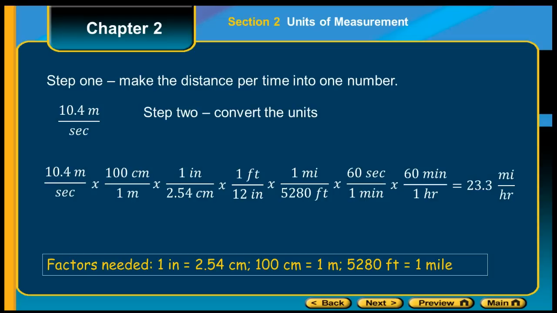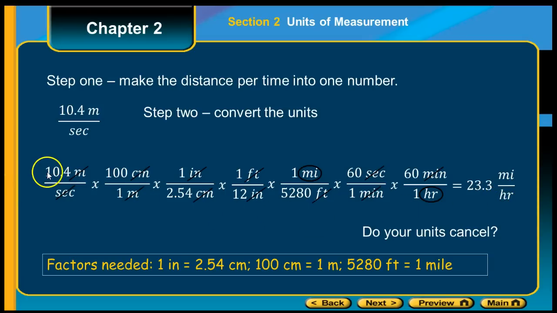Let's see. I can check my units. I have meters, I have centimeters, I have inches, I have feet. I'm left with miles. That was the first part. I'm canceling my seconds, I'm canceling my minutes, and I have hours. So I have miles per hour. I do the math. I take the 10.4 times 100 divided by 2.54 divided by 12 divided by 5,280 times 60, and I get 23.3 miles per hour.